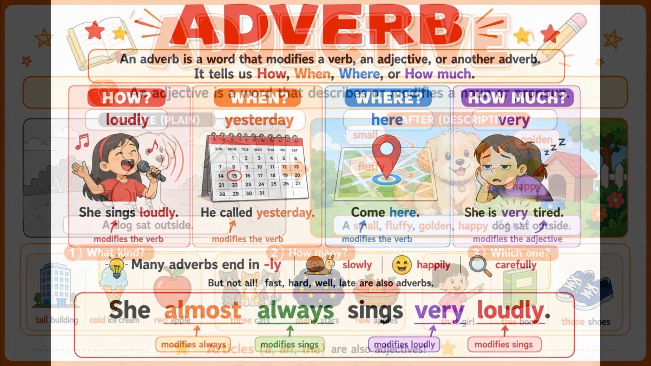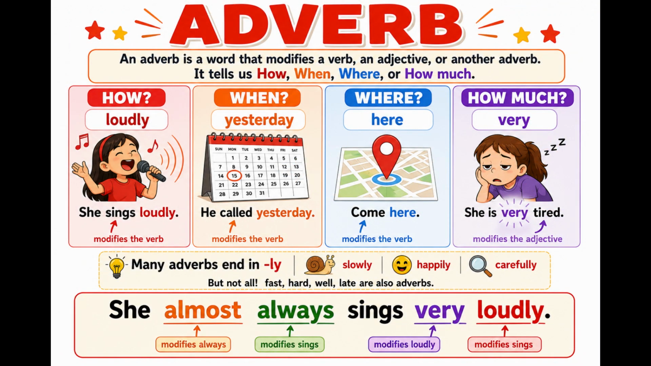Fifth, the adverb. If adjectives describe nouns, adverbs describe almost everything else. An adverb can modify a verb, an adjective, or even another adverb. Adverbs answer 4 main questions. How? She spoke quietly. He ran fast. When? I will call you tomorrow. She always arrives early. Where? Come here. They live nearby. How much?